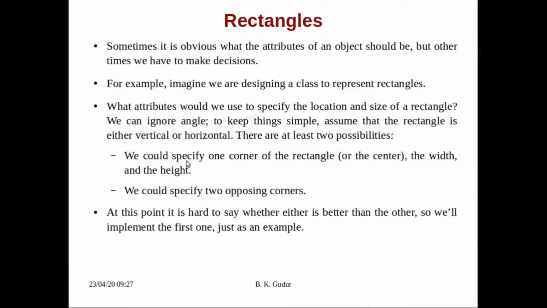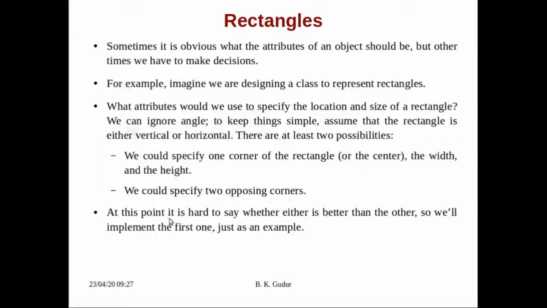In one possibility, we could specify one corner of the rectangle, because in two-dimensional space, if I want to represent a rectangle somewhere, one thing we can do is specify one corner of the rectangle or even the center, and along with this, the width and height of the rectangle. So if we know the corner, from the corner how much is the width and how much is the height, or from the center where the rectangle is placed. That's one method. And another method is we could specify two opposing corners. If we know the two opposing corners, then by joining them we can construct a rectangle.